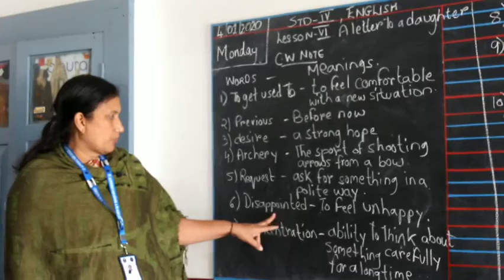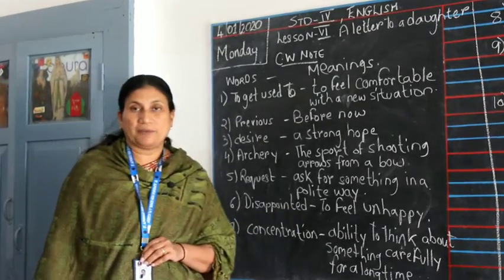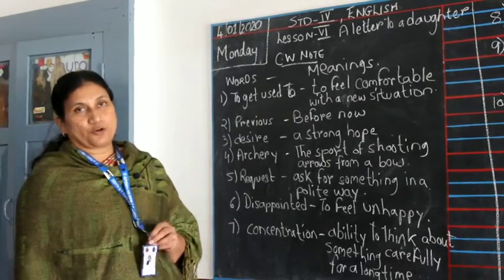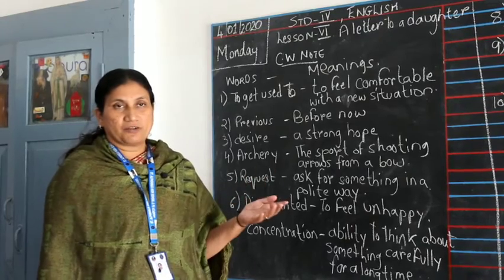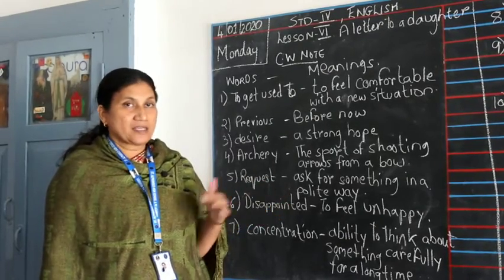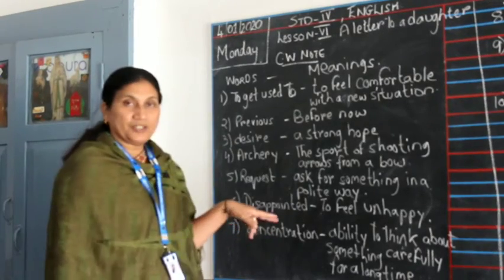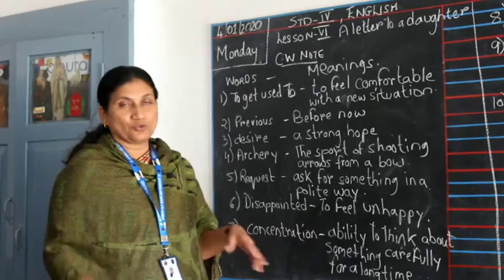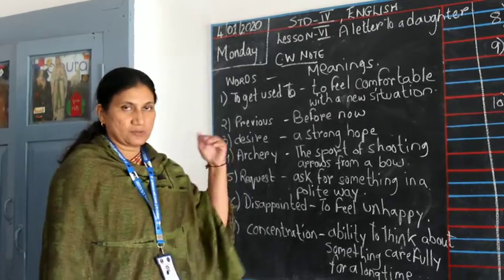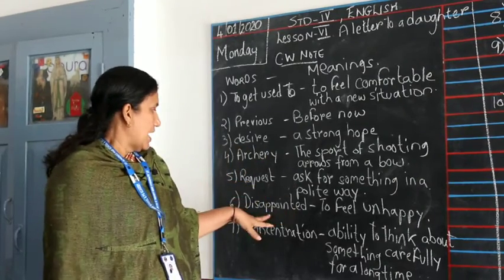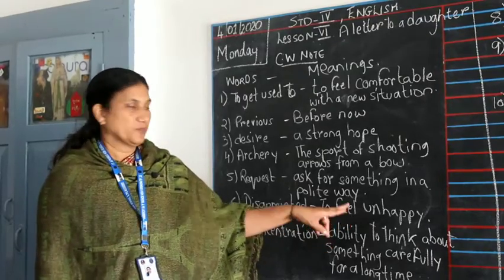Then sixth one, disappointed. Disappointed means feel unhappy. Now you were very happy when your mother promises you, okay, today we'll go buy something from the mall, we'll go for a movie, and suddenly the plan gets cancelled or changed. Then you become very disappointed, you don't feel happy, you feel very sad because that doesn't take place. What was planned doesn't take place, and so we can say the person gets disappointed, to feel unhappy.